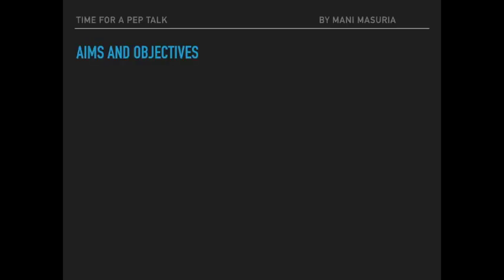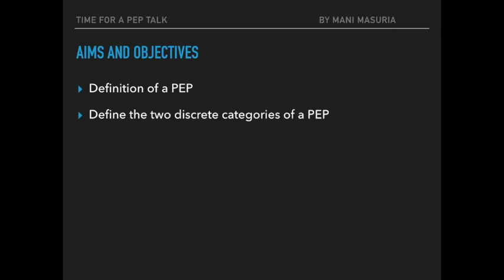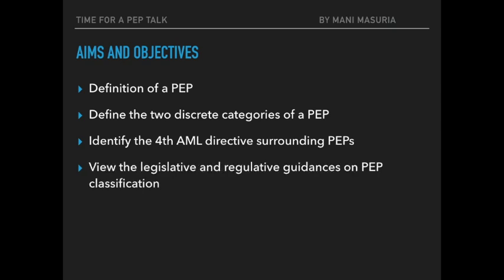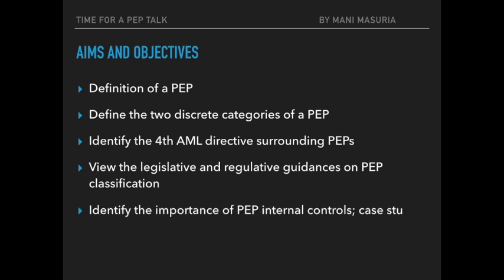The aims and objectives of this particular video are, first things first, the definition of a PEP that we'll go through. We're going to define the 2 discrete categories of a PEP as well. We're going to identify the 4th AML directive surrounding PEPs, AML meaning anti-money laundering directive. We're going to view the legislative and regulative guidances on PEP classifications. We're going to identify the importance of PEP internal controls via case studies, and then we're going to carry out a quick summary on what we've just done.